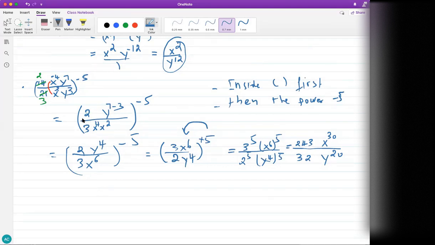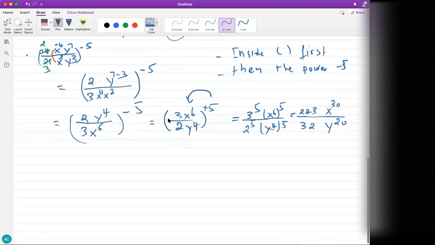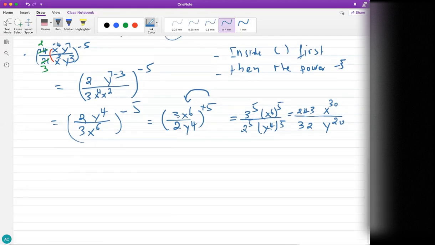Right. I think it's better to work inside the parentheses. If you give it the -5 right now, you'll have to give it to a lot of numbers and variables, and there are large numbers here. Imagine raising 14 to the power of 5. It's going to be a lot of work. But if you simplify it first, then give the power later, it will be much easier. Everybody else, any questions, any concerns?